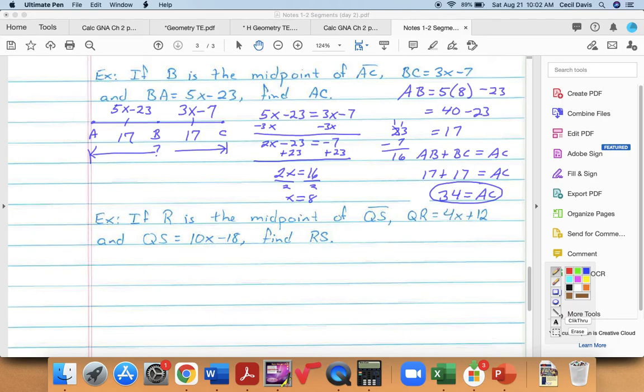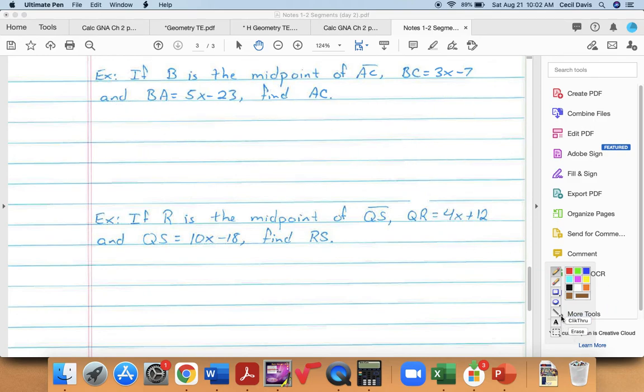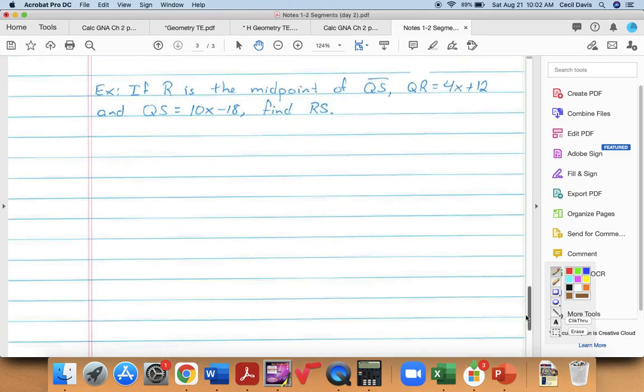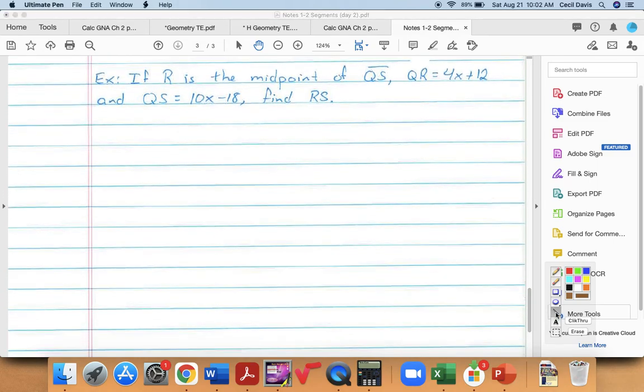That's a pretty involved problem. Let's do one more. This one is also pretty involved. Let's see, R is the midpoint of segment QS, and then it gives me the length of QR is 4x plus 12, and the length of QS is 10x minus 18.